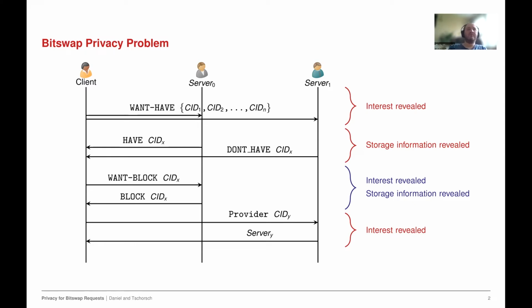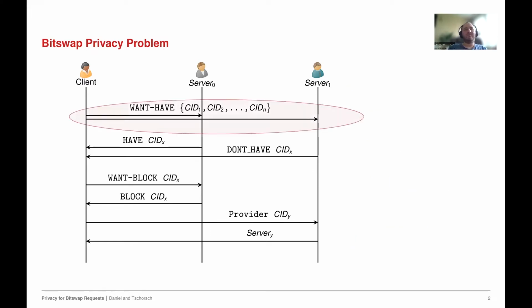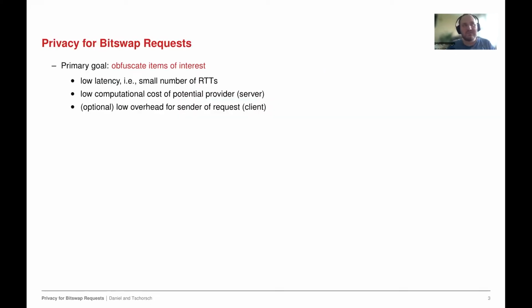Now, what we want is to obfuscate the first part, the 1/2 part. We want to obfuscate the item of interest, and this should be done with a low latency approach. It should induce a low computational cost on the server side and ideally has a low overhead on the client side.